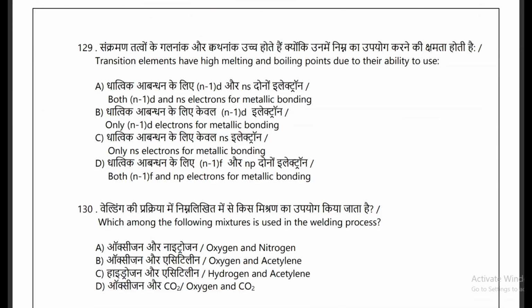In the next question, transition elements have high melting and boiling points due to their ability to use both n-1 d and ns electrons for metallic bonding, only n-1 d, only ns, and f and p. You know that they are talking about transition elements, so D option is incorrect. B and C options are also incorrect. So the correct option is A. Transition elements involve both d and s electrons for metallic bonding.